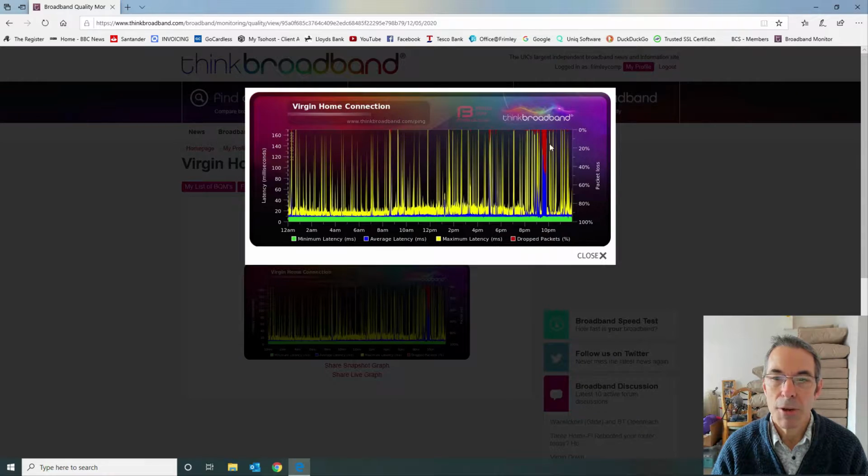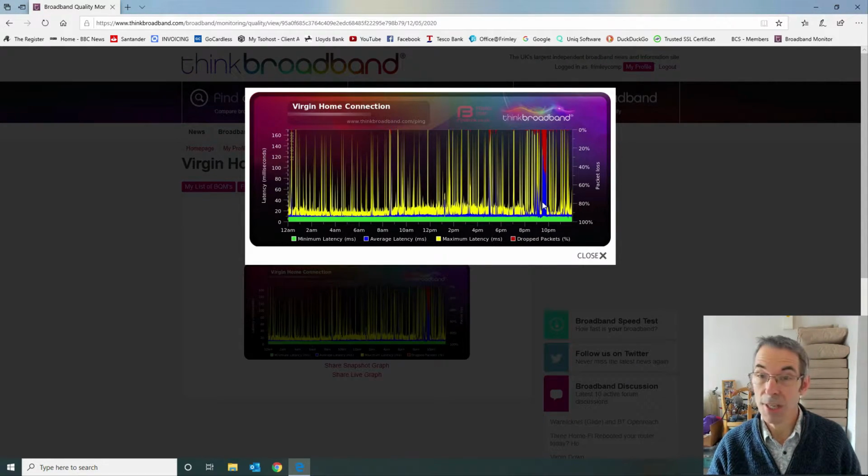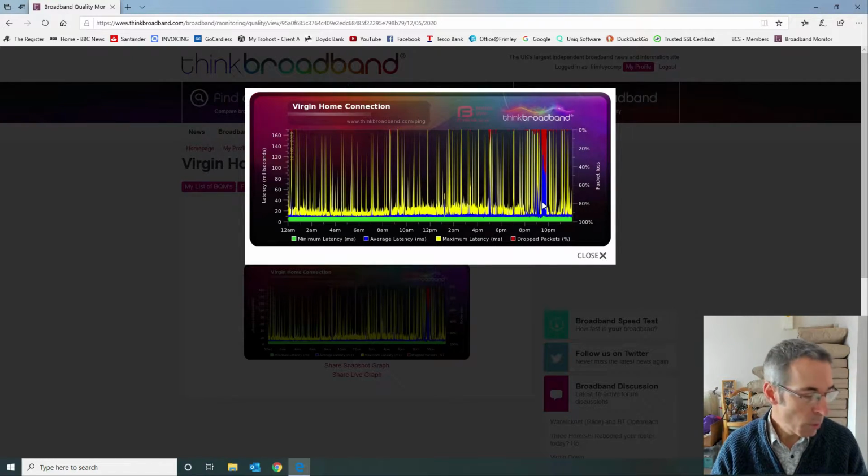As you can see round on the right here, a lot of latency, a lot of packet loss, round about just before 10 o'clock in the evening. So this is when my son's got the Xbox on, and potentially there's streaming going on as well. So it was unworkable, basically.